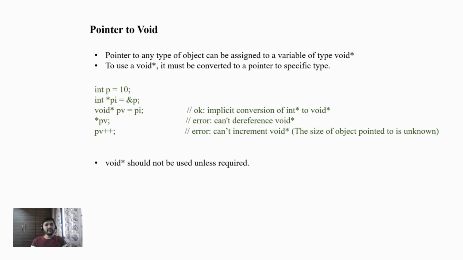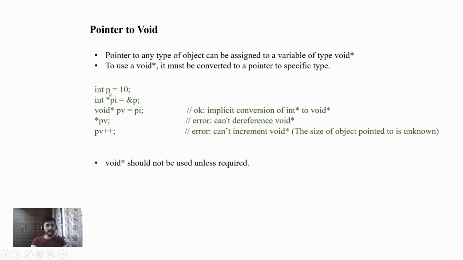But we cannot perform plus plus, minus minus, plus or minus on the void pointer, because as the name suggests, void, the system or compiler cannot identify the size of the object which this void pointer is pointing to. So we cannot perform any arithmetic operation on the void pointer. If we want to perform any operation on the void pointer, we will have to convert it into that specific type.